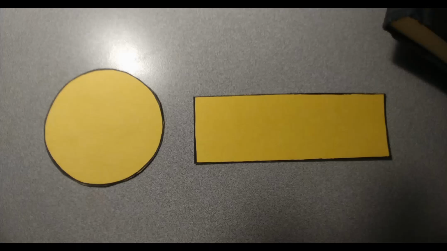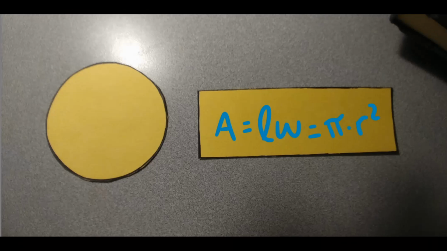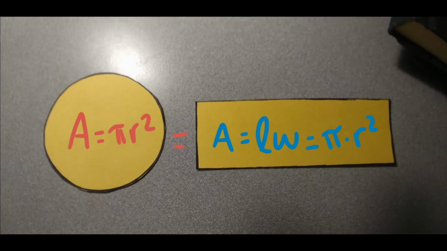Since we know that the area of a rectangle is length times width, and that our length will be pi r and our width will be r, we know the area of the rectangle will be pi r squared, and since the area of the rectangle is equal to the area of the circle, it will also be pi r squared.